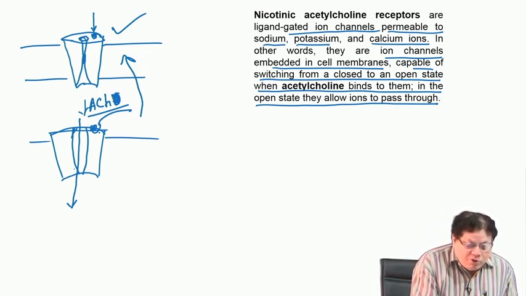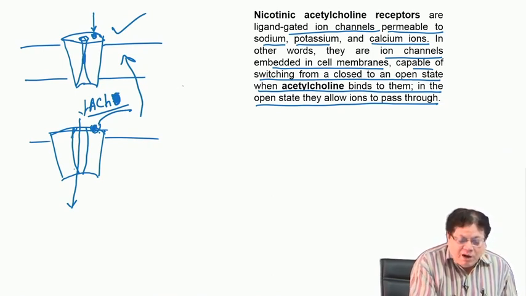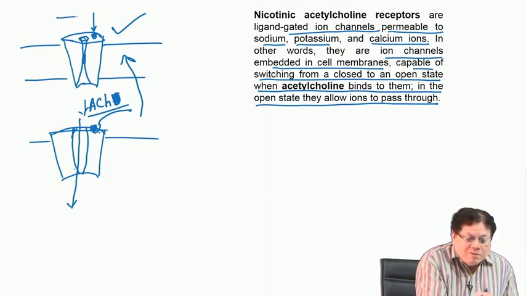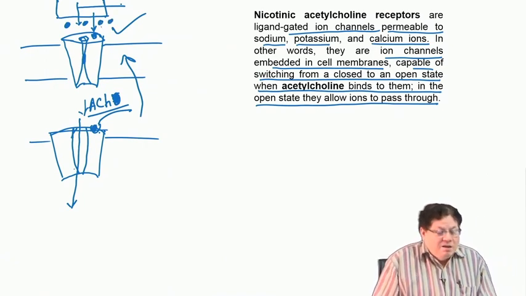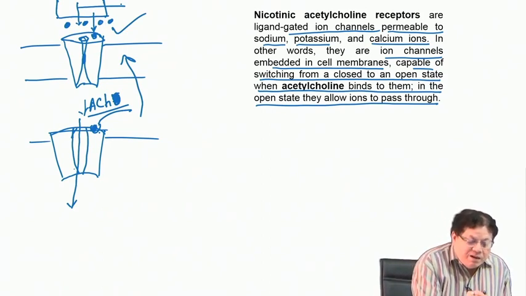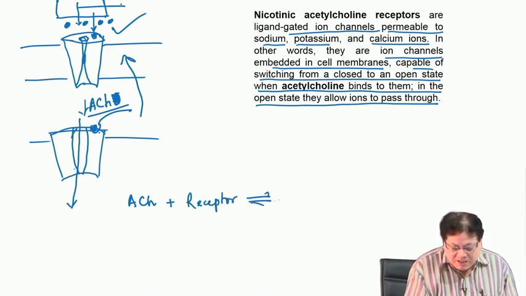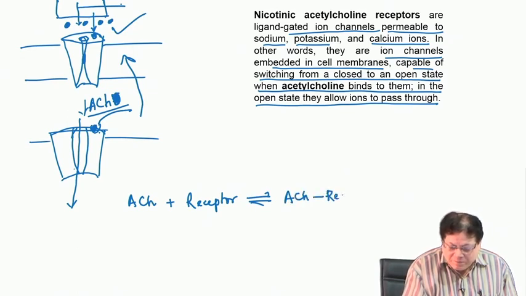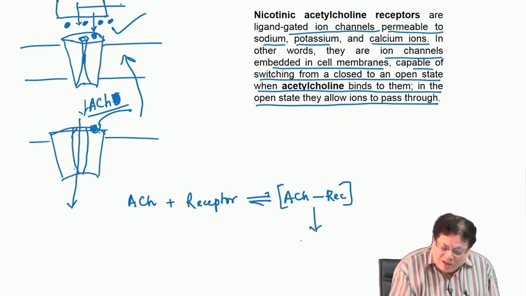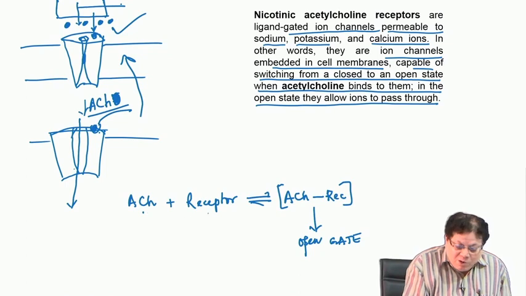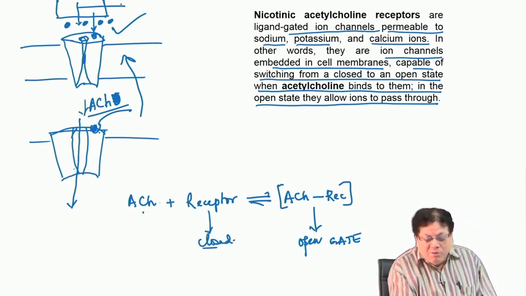Now, the question is, what really controls this? Remember, there must be a neuron here which drops the acetylcholine into the synaptic cleft, and then that goes here. So there is an equilibrium between ACH plus this receptor. That equilibrium process gives the ACH receptor, which is the bound state. In the bound state you have the open gate, and here you have the receptor closed. So there is this equilibrium going on.